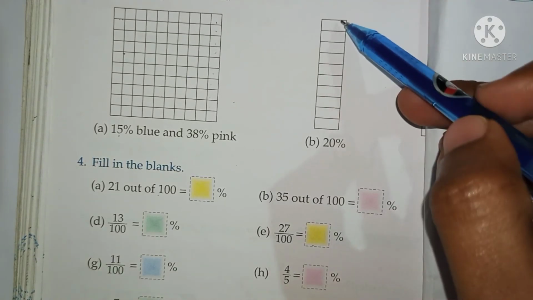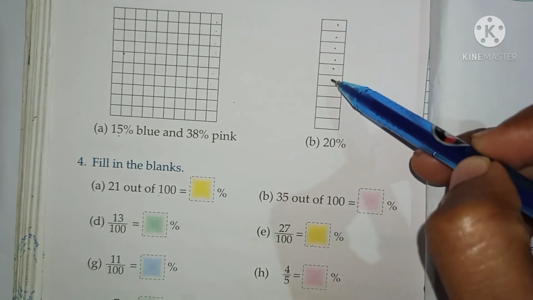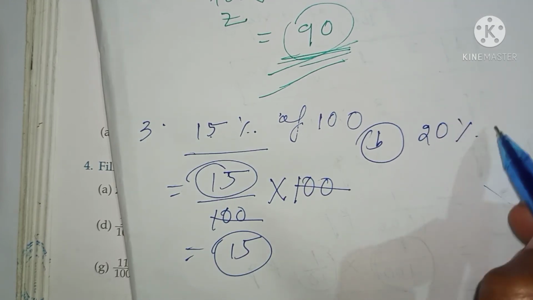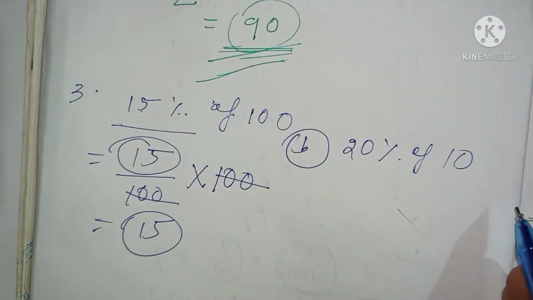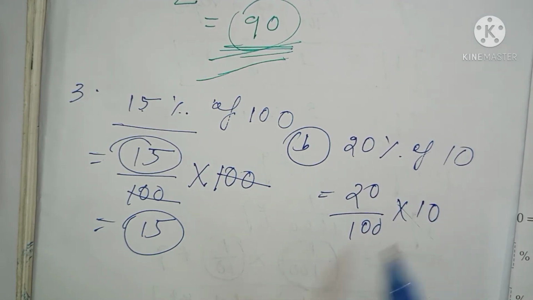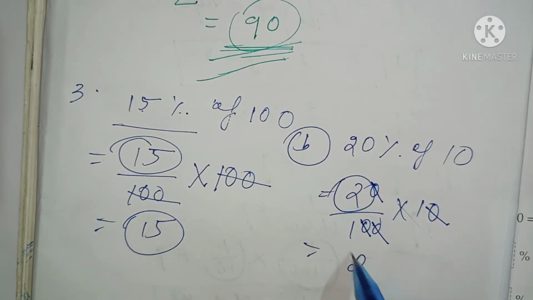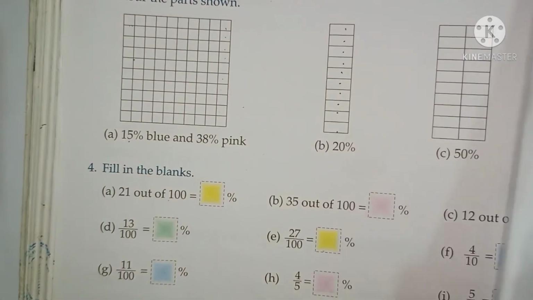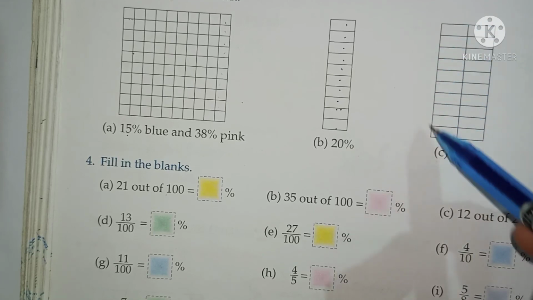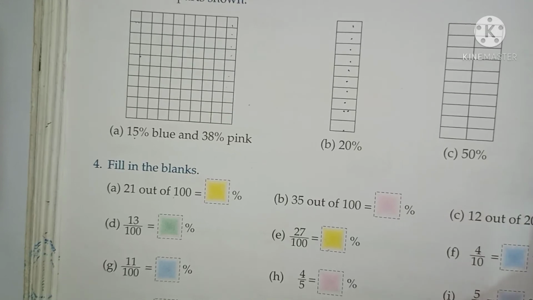For part B, what will you do? Here you calculate the number of small squares, the number of rectangles: 1 2 3 4 5 6 7 8 9 10. It means here you have to find 20% of 10 first. 20% of 10, how much? 20 by 100 multiplied by 10. The 0s cancel, 1 0s are 10, 2, only 2. It means out of these 10 parts, only 2 parts will be shaded. Is it clear? Similarly, 50%: first calculate the total number, then multiply by this fraction, this percentage. Similarly, you can solve part D.